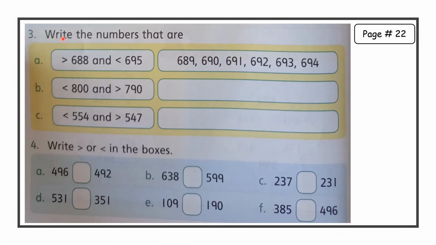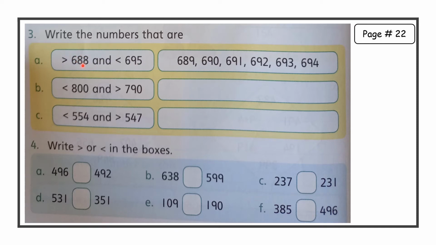Okay, now the next question is: write the numbers that are, okay, what is this symbol? This symbol is greater than. So we have to write the numbers that are greater than 688. And what is this symbol? Less than. And less than 695. It means we have to start from 680.